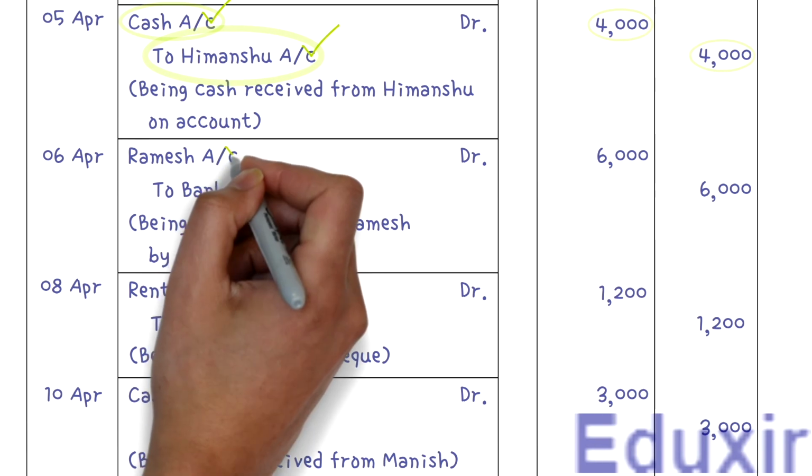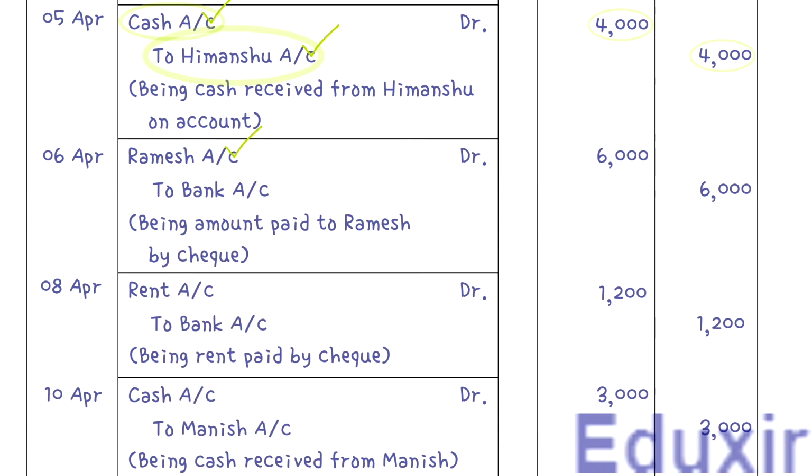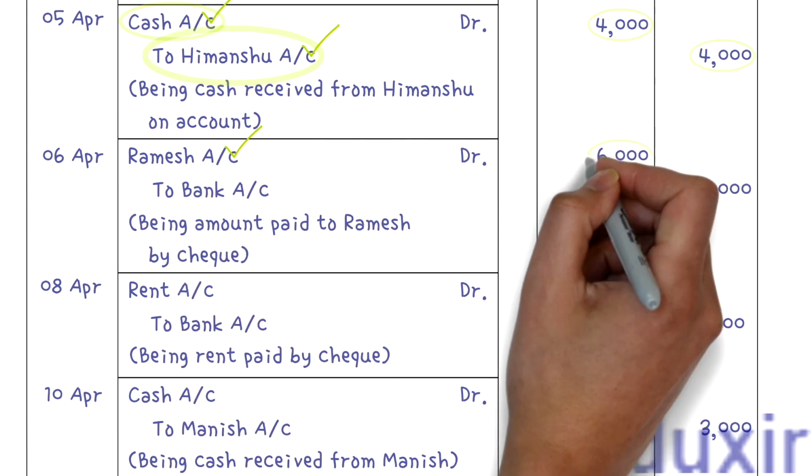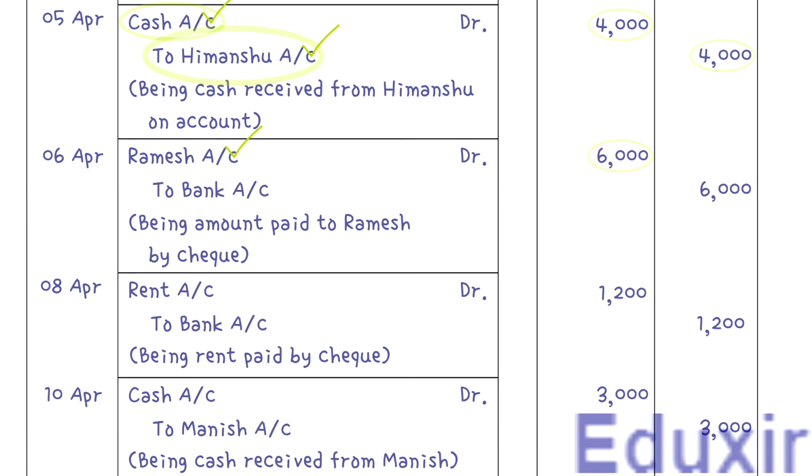As the name suggests, it needs to be posted on the debit side of Ramesh account and the debit amount is 6000 rupees. Note that the details that need to be posted into the particulars column is bank account. As we already have Ramesh account, let us now post this entry into that account.